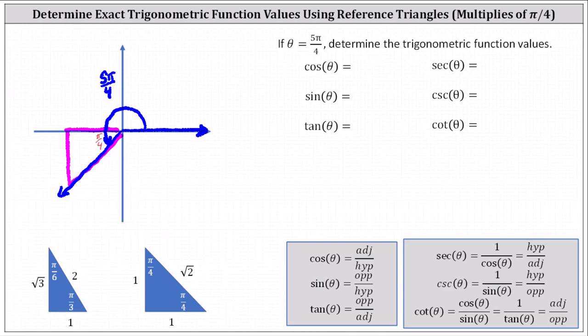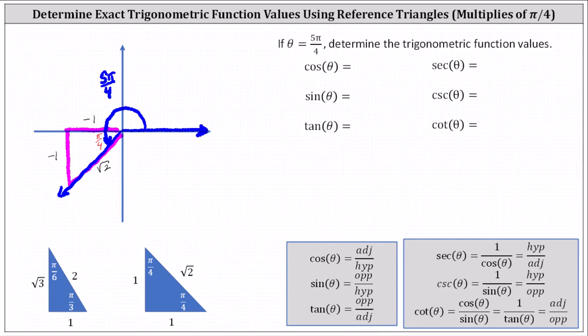Because we are in the third quadrant where both x and y are negative, we can label the horizontal leg -1, the vertical leg -1, and the hypotenuse square root 2. And now we can use this reference triangle to determine the 6 trigonometric function values.